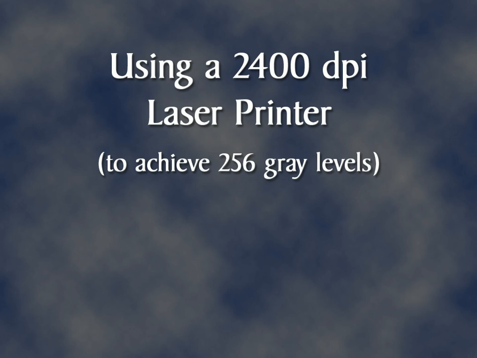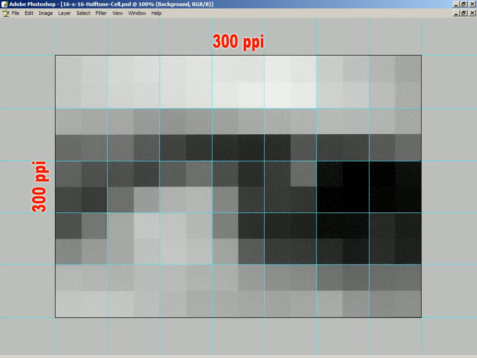Using a 2400 DPI laser printer. Imagine these pixels are from a high-resolution 300 pixel per inch image that's going to be printed in a high-quality glossy publication. We'll say the line screen for this job is 150 lines per inch. Again, we have 2 pixels for every screen line, both horizontally and vertically, as you see here. Therefore, each halftone cell contains 4 pixels.